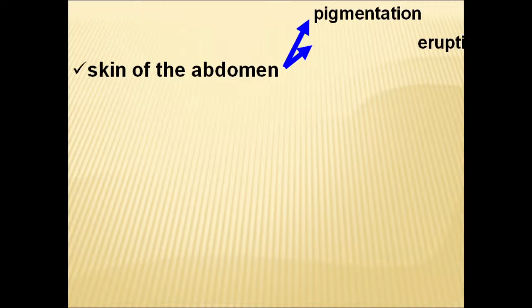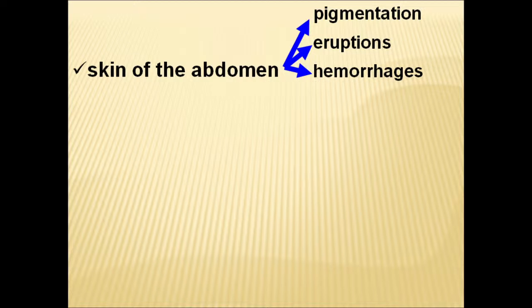We can see different eruptions of the abdominal skin, especially in patients with liver diseases due to skin itching. We can see some hemorrhagic spots, which may be a result of systemic blood diseases, or sometimes it may be characteristic for a patient with progressive liver diseases, on which we'll stop in the next lecture.